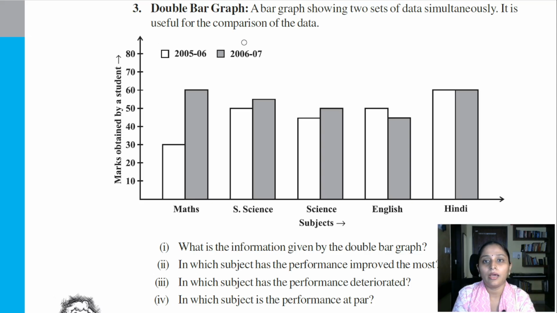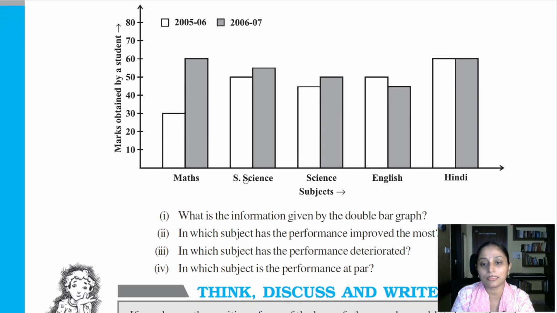So a double bar graph is also a bar graph, but it has 2 sets of data simultaneously. Okay. It is useful for comparison of data. Now, let us look at the data given here. You have marks obtained by a student. The white bar indicates the 2005-6 academic year. The grey bar indicates the 2006-7 academic year. And all the subjects that are mentioned here on the x-axis are maths, social science, English and Hindi. Now, what is the information given by the double bar graph? It is the marks obtained by a student in the subjects mentioned for 2 academic years, 2005-6 and 2006-7. Okay, that is the answer.